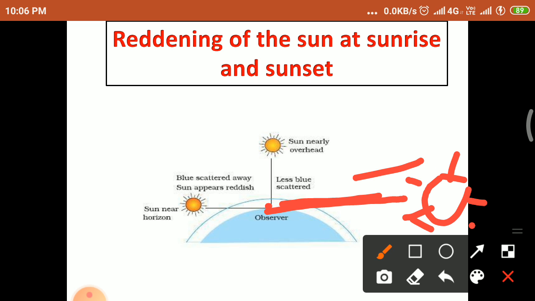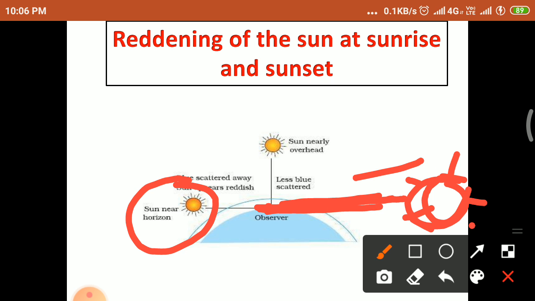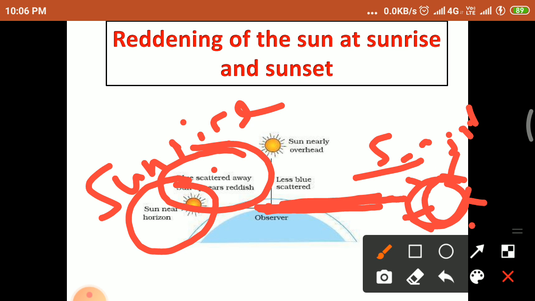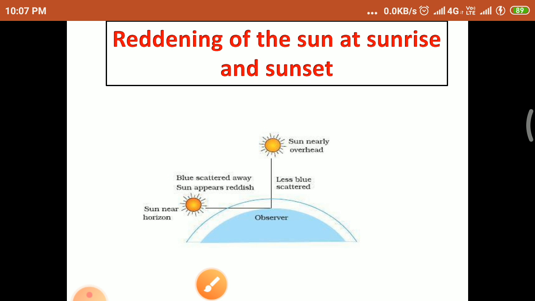Here they have given only for the sunrise, but if they ask sunset, you have to draw the horizon line here and the sun here. You have to write this is sunset, and for this side you have to write sunrise. And these words are very important. Blue scattered away, sun appears red. Here also you have to write blue scattered away, sun appears reddish. But here you have to write less blue scattered.